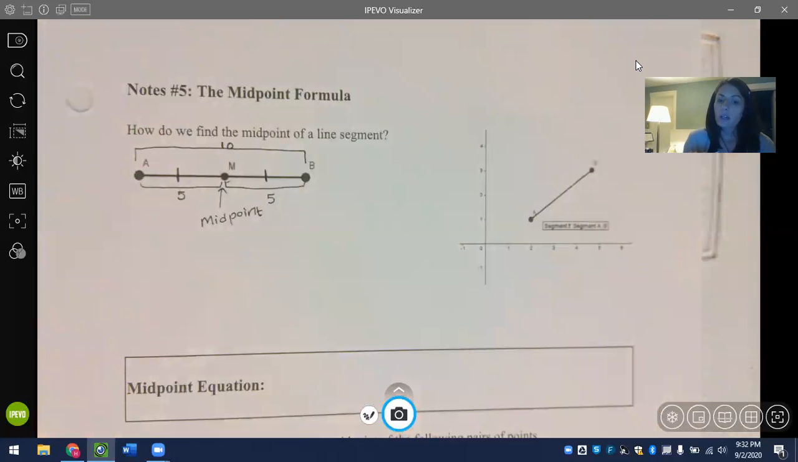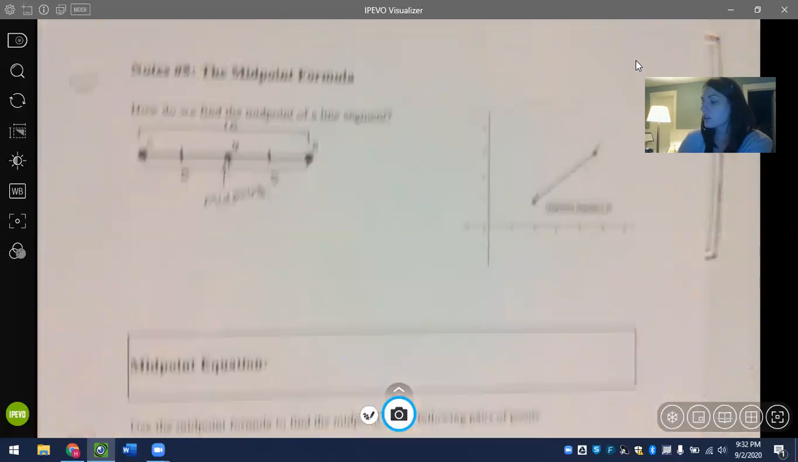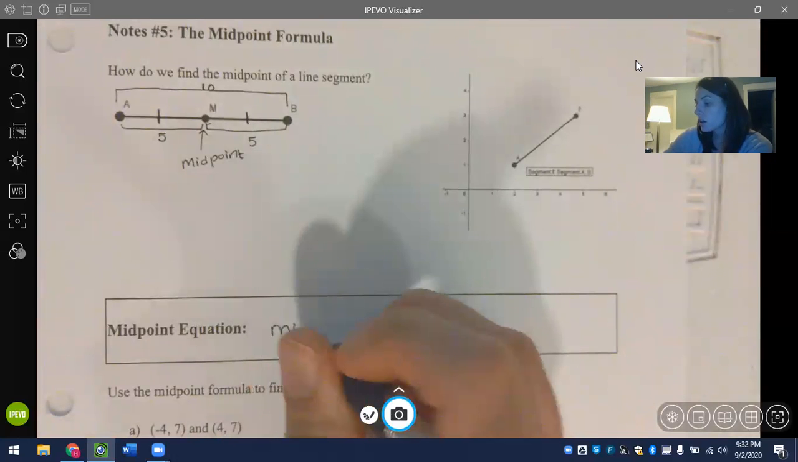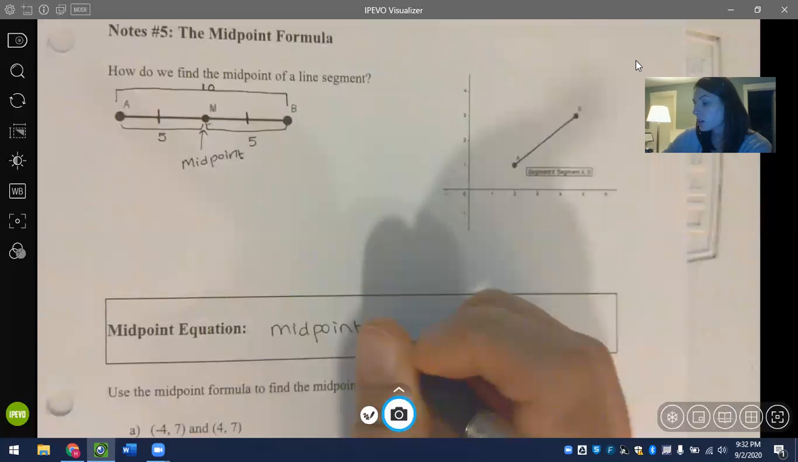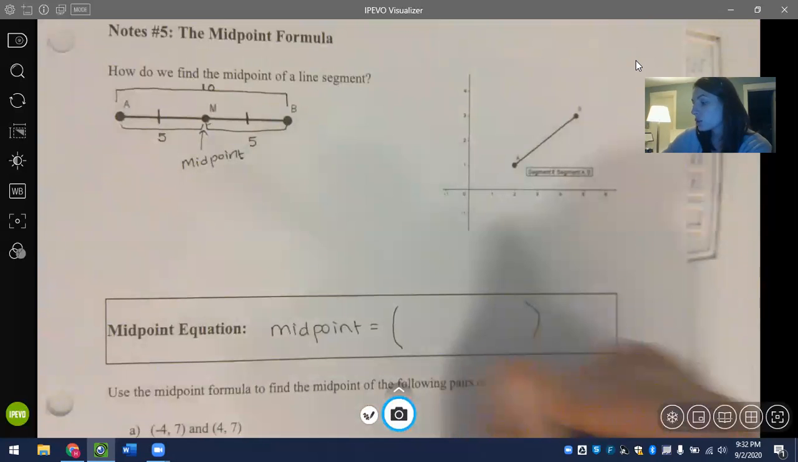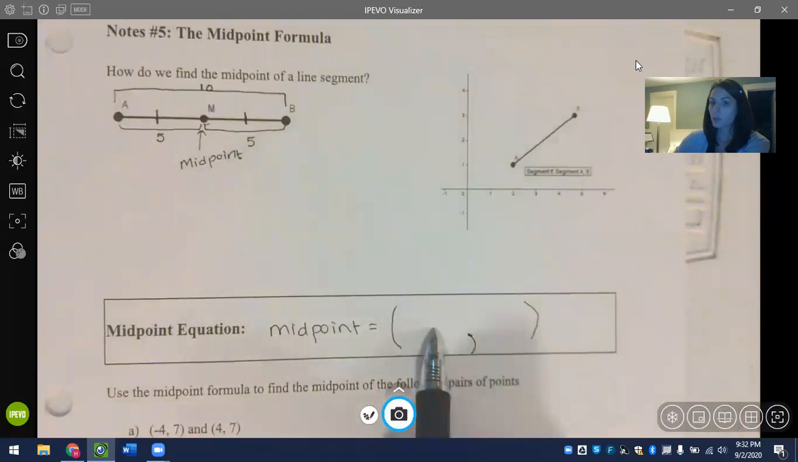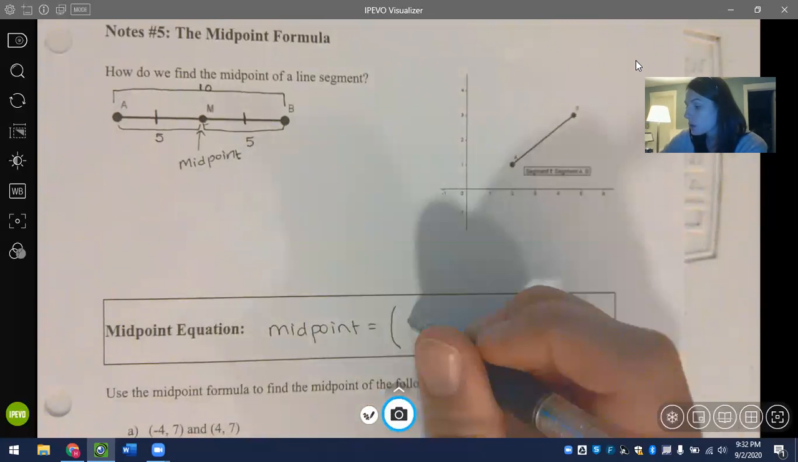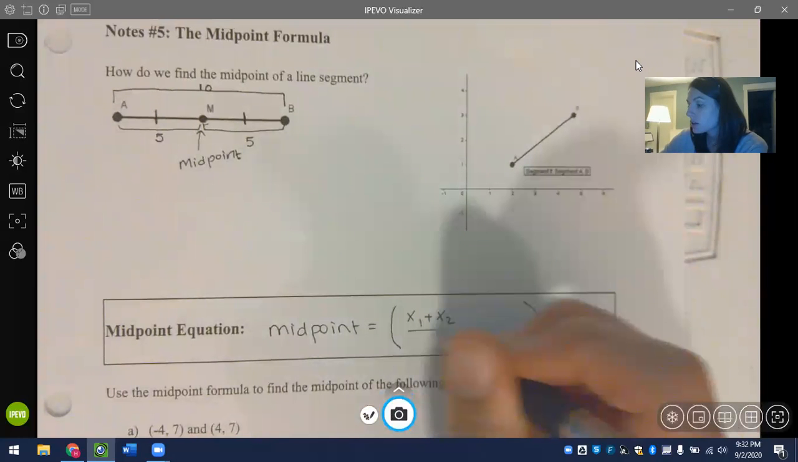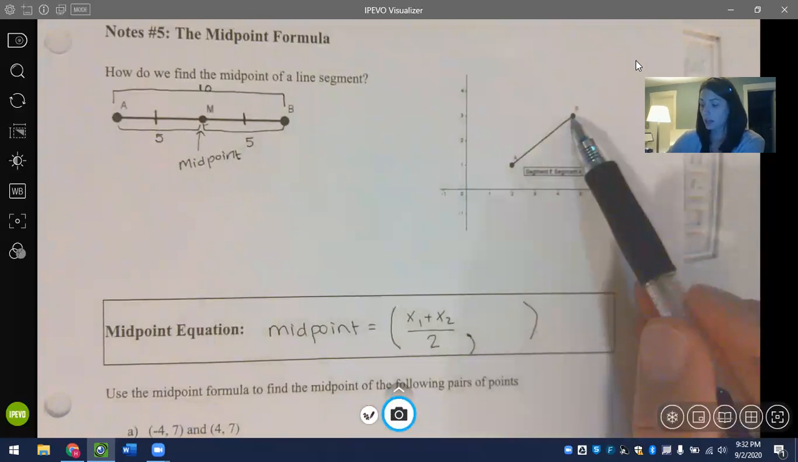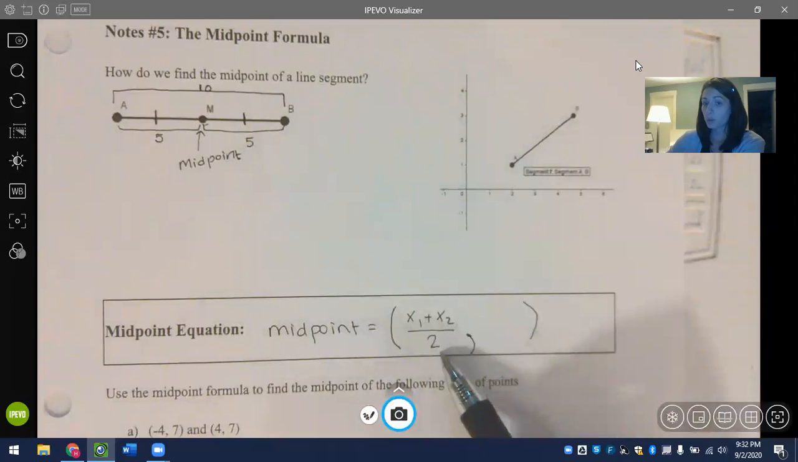Now, if I have ordered pairs, then I can use a midpoint equation where my midpoint is going to be a new ordered pair. So here's my ordered pair, and I'm going to have an x value in my ordered pair, and I'm going to have a y value in my ordered pair. To find this x value, I take whatever 2 points I have, and I add the x values together and divide by 2.